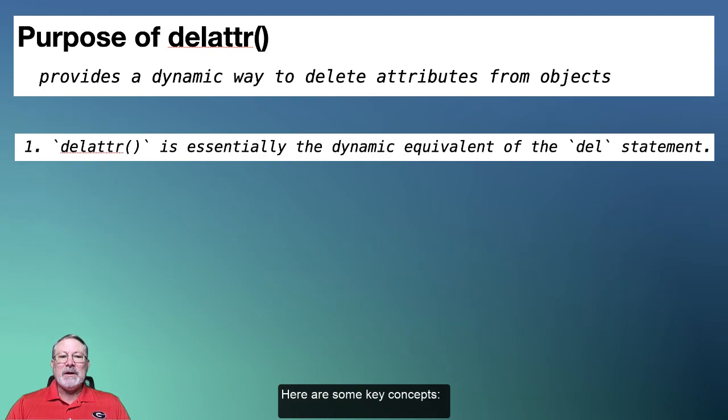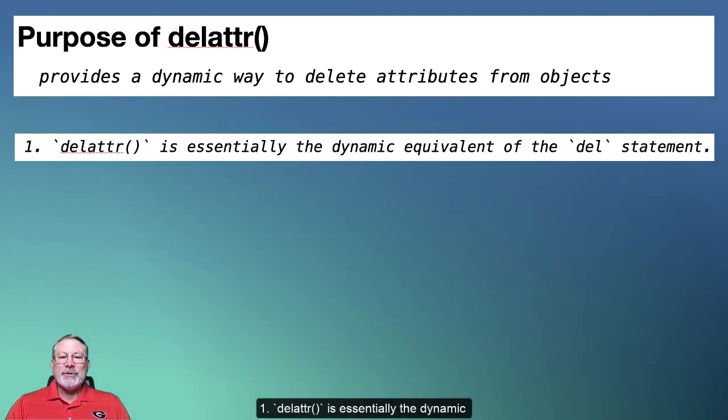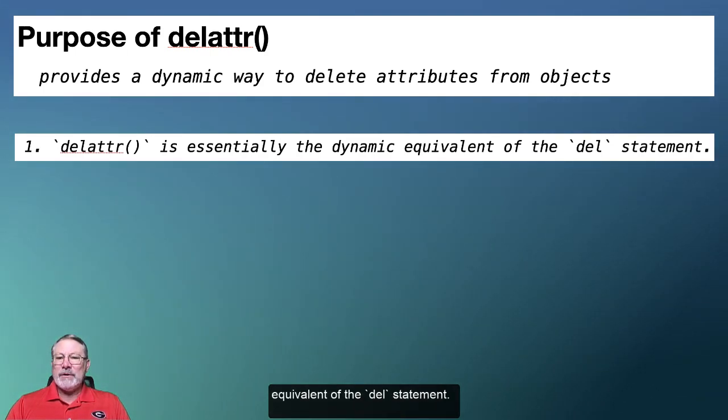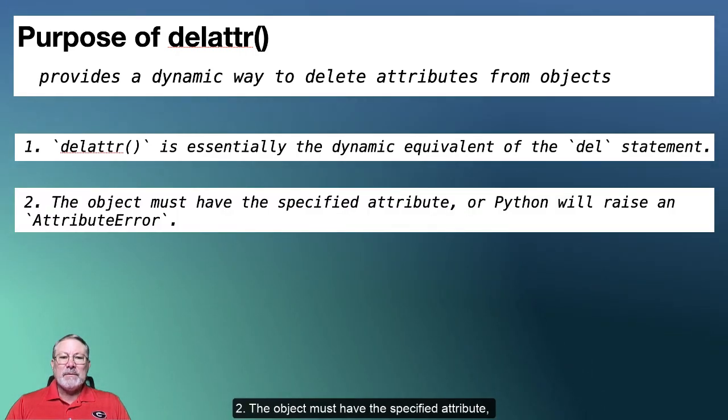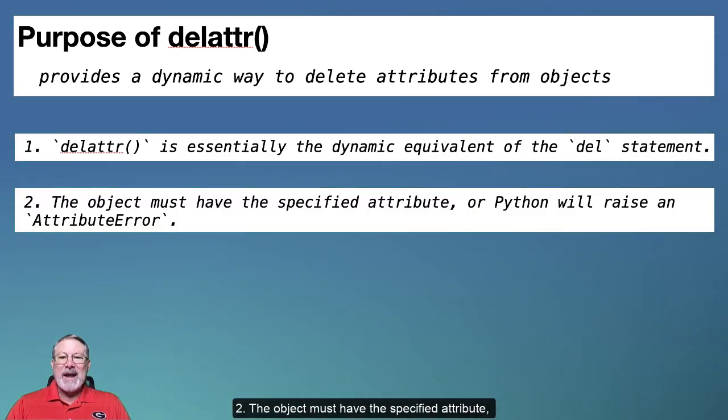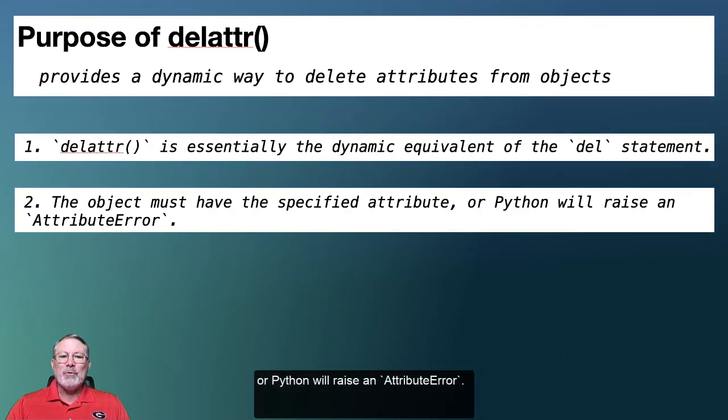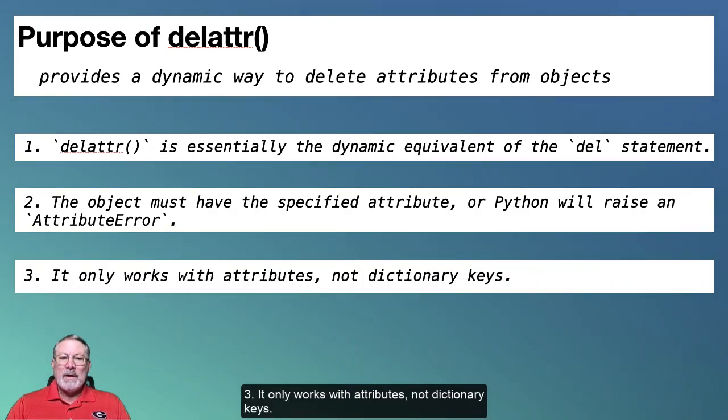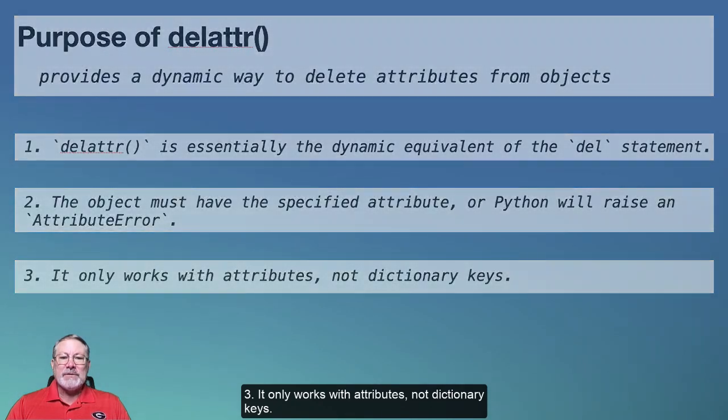Here are some key concepts. delattr is essentially the dynamic equivalent of the del statement. The object must have the specified attribute, or Python will raise an AttributeError. And it only works with attributes, not dictionary keys.